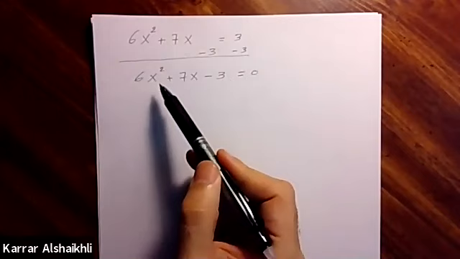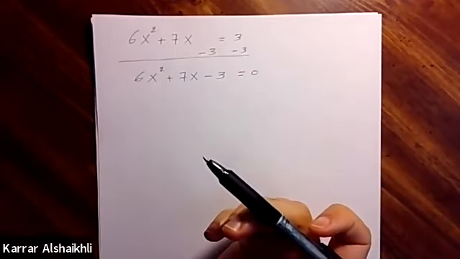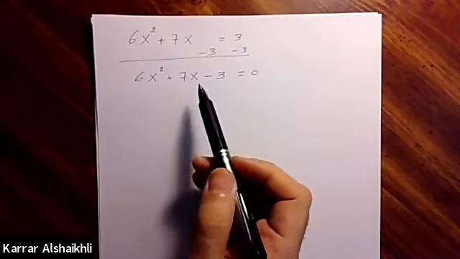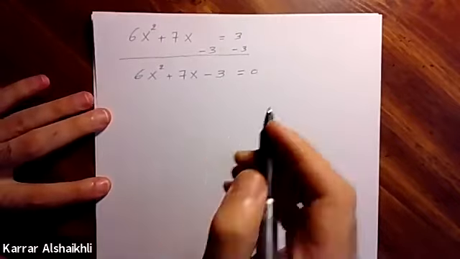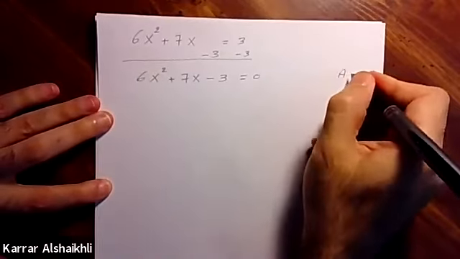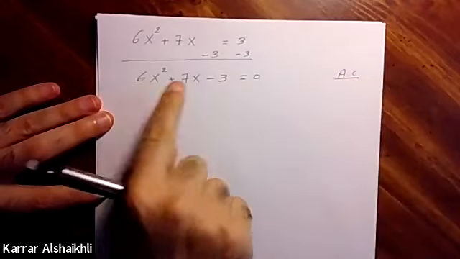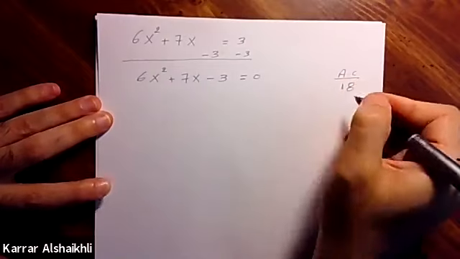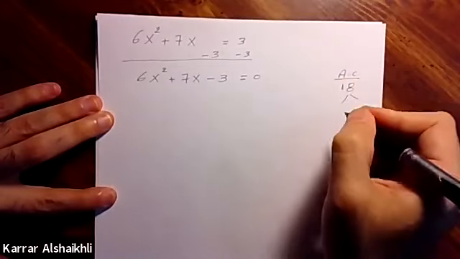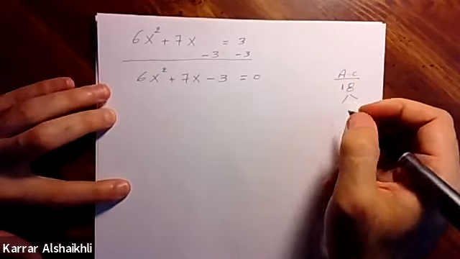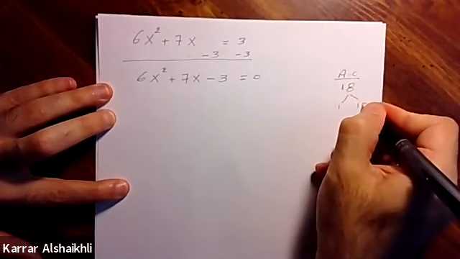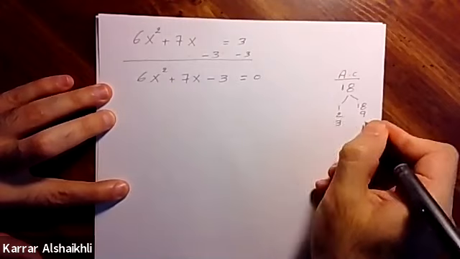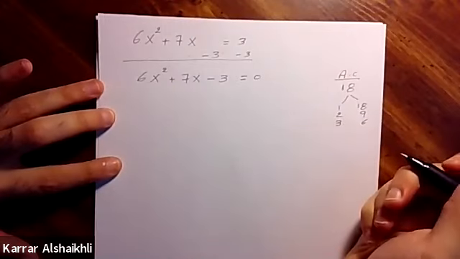Next step, I have 1, 2, 3. We're going to use the AC method to factor this trinomial. So here is the AC method. 6 times 3 is going to be 18. Let's factor the 18 into two numbers: 1 and 18, 2 and 9, 3 and 6. That's the only option.